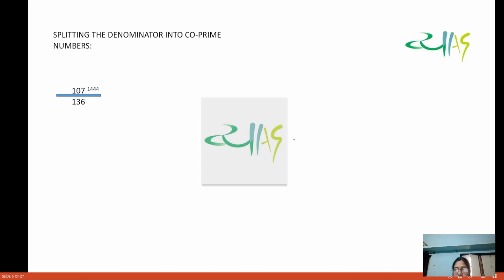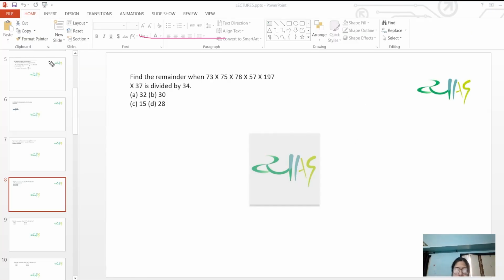So this was about this. Now let's move on. Students, let's just see this question. It is 73 into 75 into 78 into 57 into 197 into 37 divided by 34. Now what we have to do here is that we will again split this into co-prime numbers.